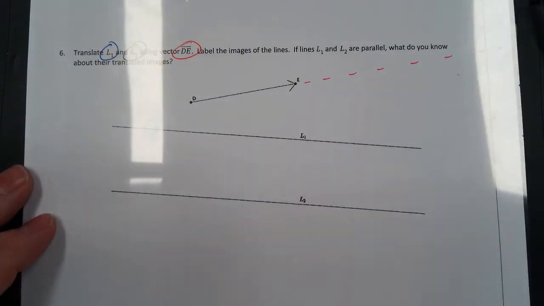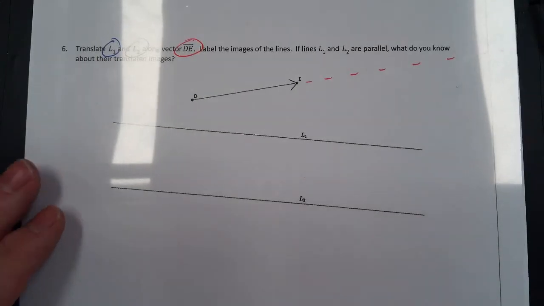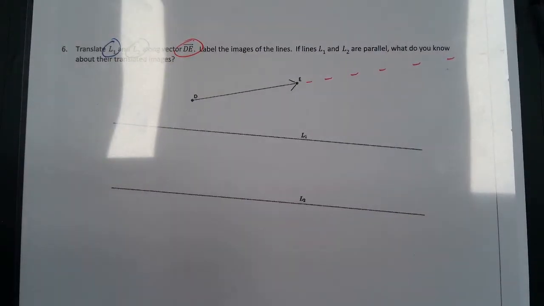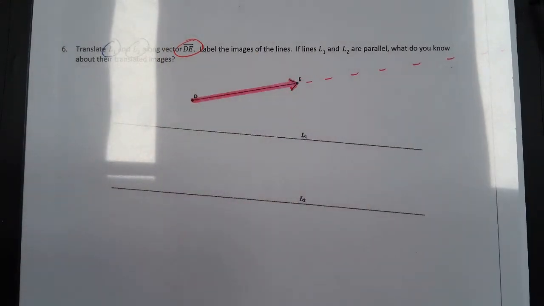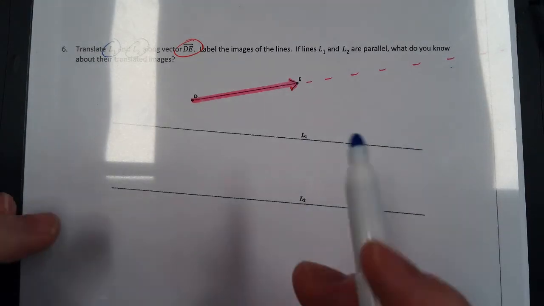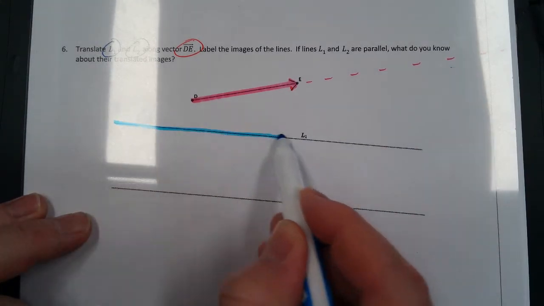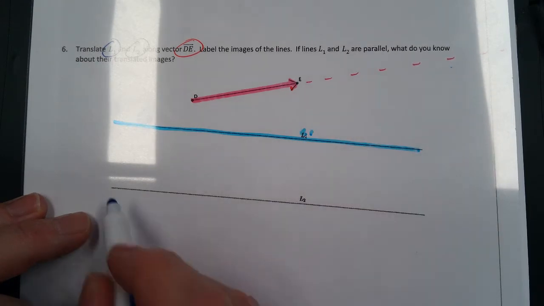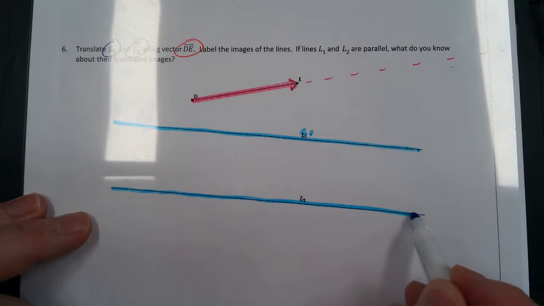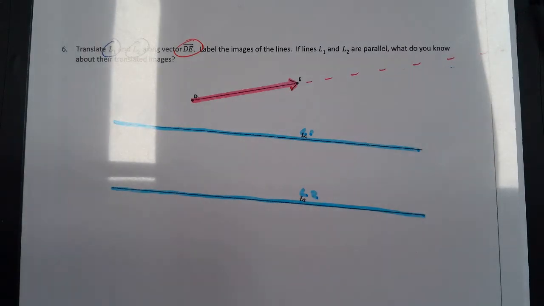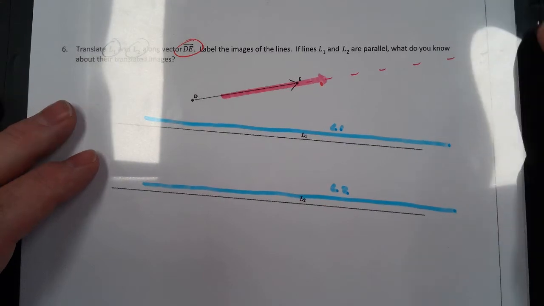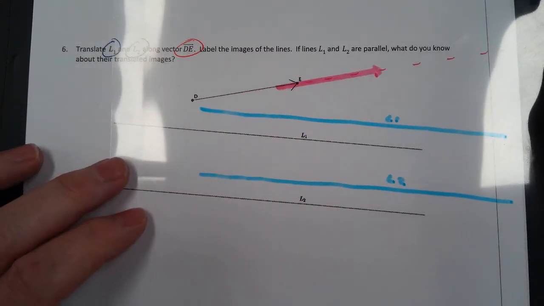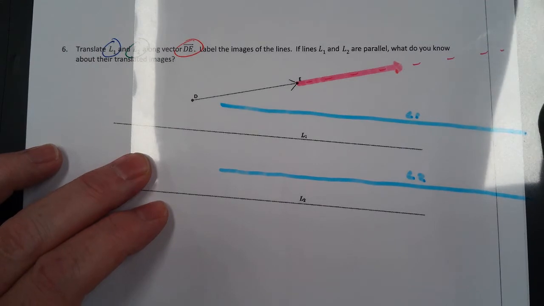Next, we trace on our transparency. So there's the vector I'm going to follow. And I need to translate two lines, line 1 and line 2. And I'm going to follow that vector. Okay, so let's go in the right direction following my pink dotted line. And how far am I going to go? I'm going to go exactly one vector away, which is right there.